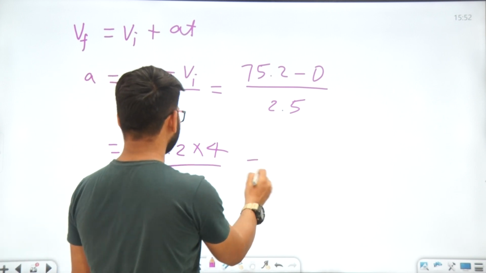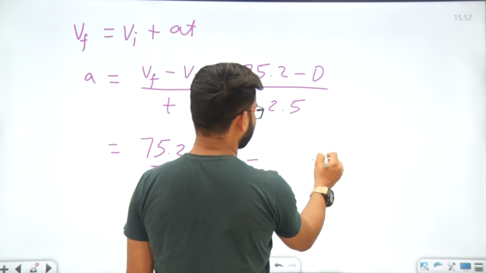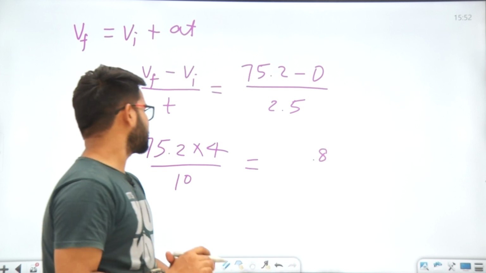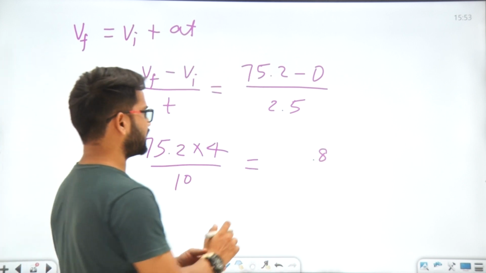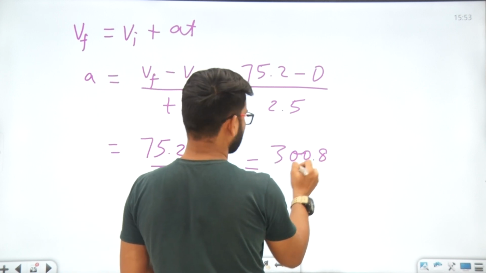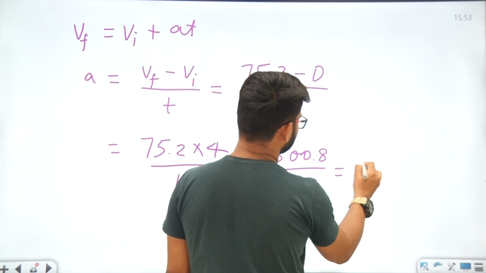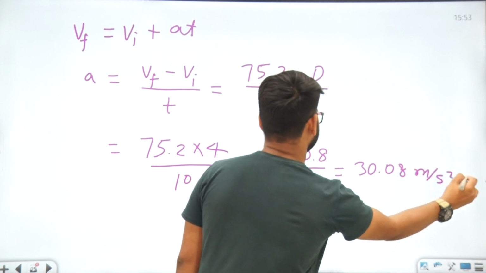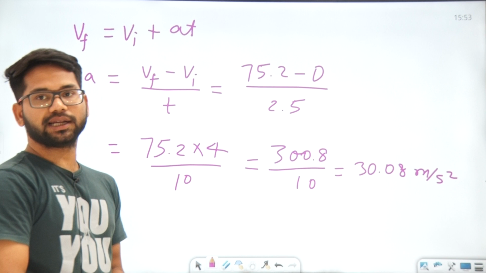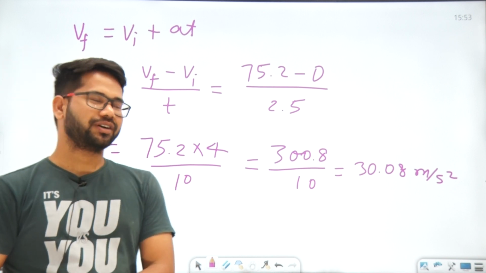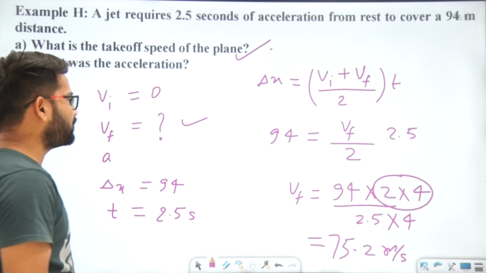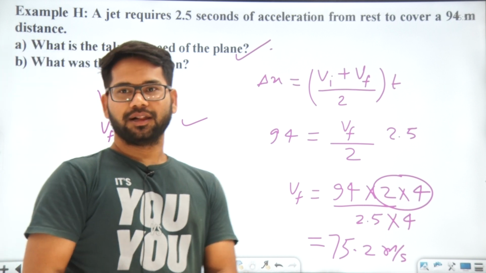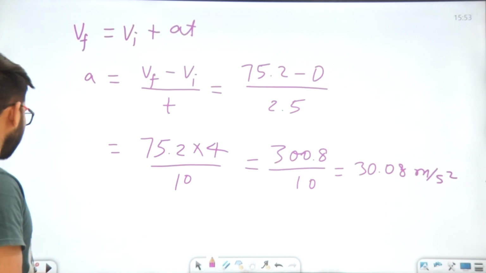So we got here 75.2 times 4, which will be 300.8, divided by 10, so we got 30.08 meters per second squared. This is the answer for acceleration here. I hope you understand this question and the concept behind it. Let's go to another example.